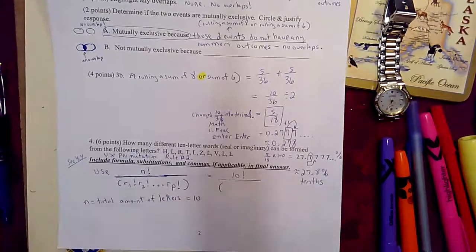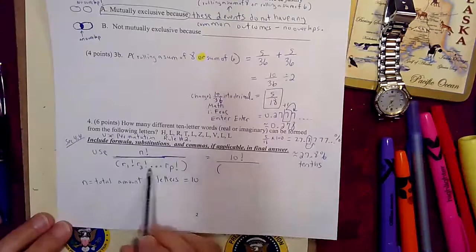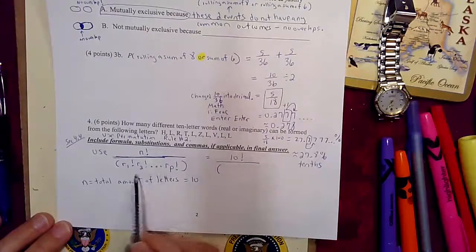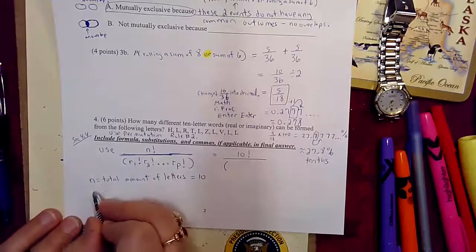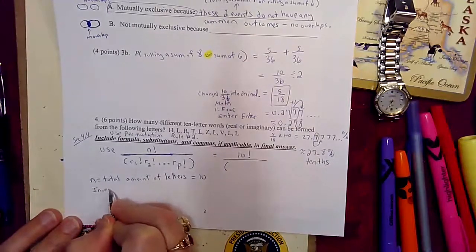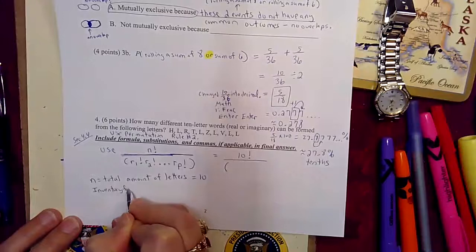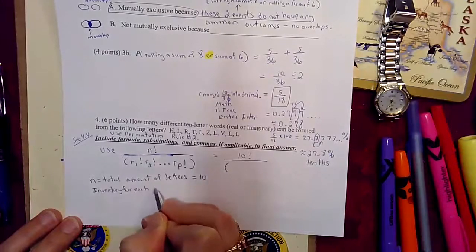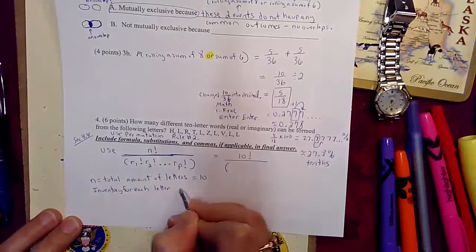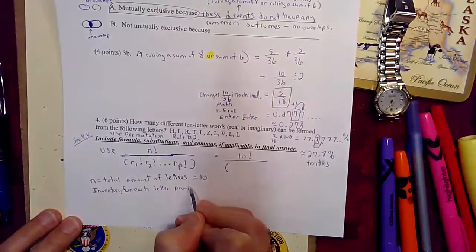Okay, and the parentheses are super important. Don't forget your parentheses because then your answer will come out different when you use your calculator. You need that. Okay, now you're going to count all the different letters down here, an inventory. So you're going to do an inventory for each letter provided.